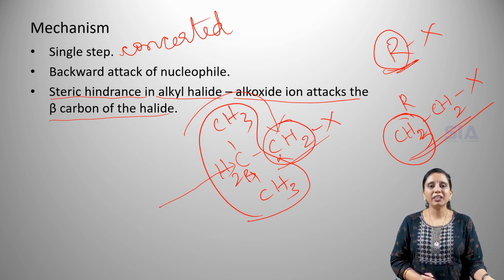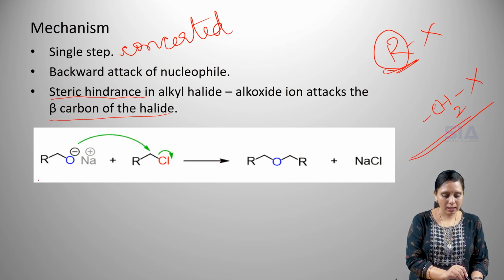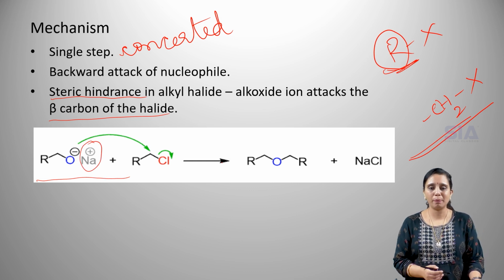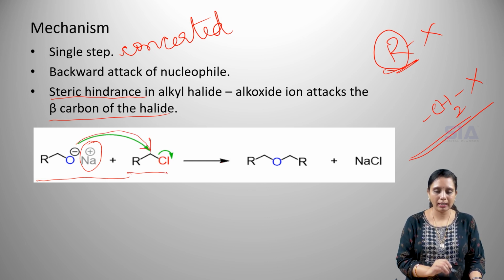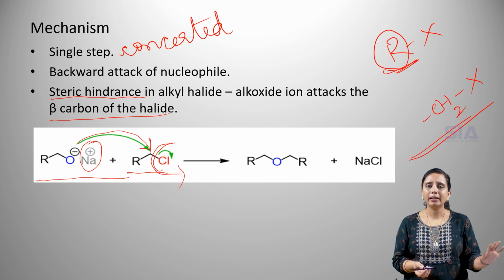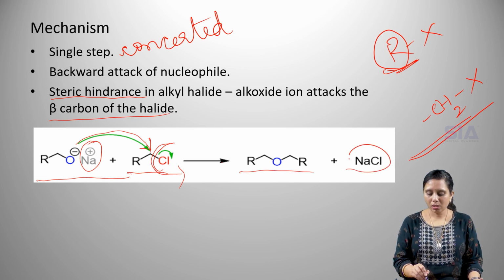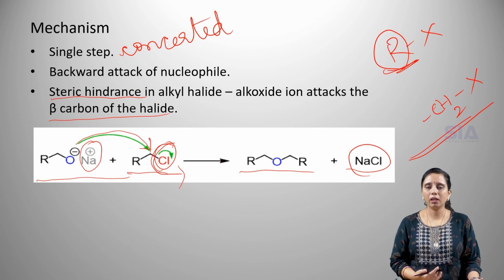Now this is about Williamson's ether synthesis. The mechanism can be seen like this. The alkoxide ion is neutralized by the sodium ion, as it occurs in the presence of a base. This alkoxide ion will attack from the back side onto the alkyl halide, and immediately after the attack of the alkoxide ion, the chloride ion, or any other halide, can be easily removed, forming the final product ether, and sodium chloride is formed in this case. In other reactions, if it is not chloride, bromide or iodide can also be formed.